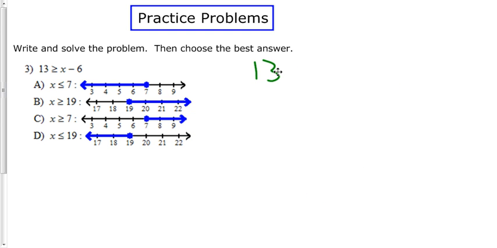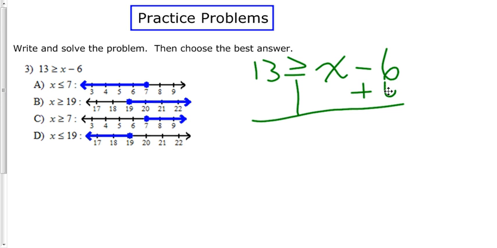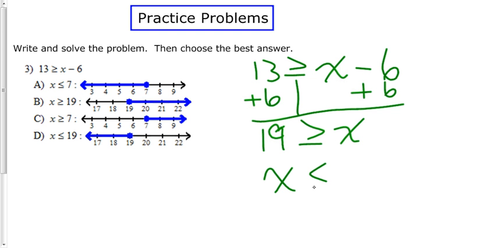13, greater than or equal to x minus 6. Again, looking at the variable side, I'm going to add this constant 6. I get 19. It's greater than or equal to x. I look here, I see 2 problems here with 19, and if I want to rewrite this, 19 is greater than or equal to x, or x is less than or equal to 19. That is letter D here.